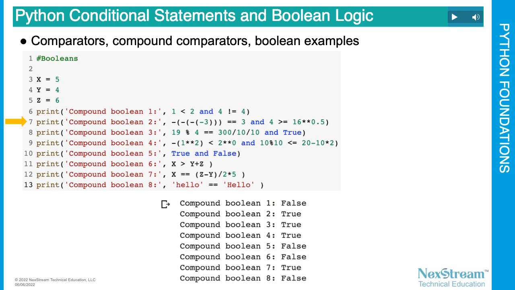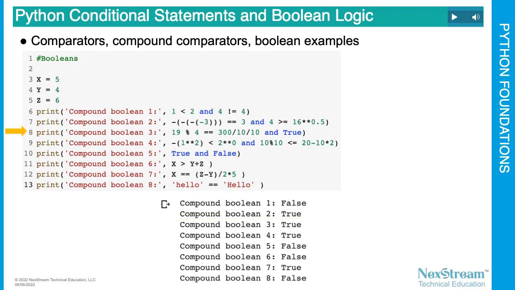In the second example, the first term would evaluate to positive 3, working from the innermost parentheses outward, then to true when compared against 3. The second term would evaluate to true since 16 raised to the 0.5, or 1/2, power is the same as the square root of 16, or 4. The resultant AND would evaluate to true since true and true is true.